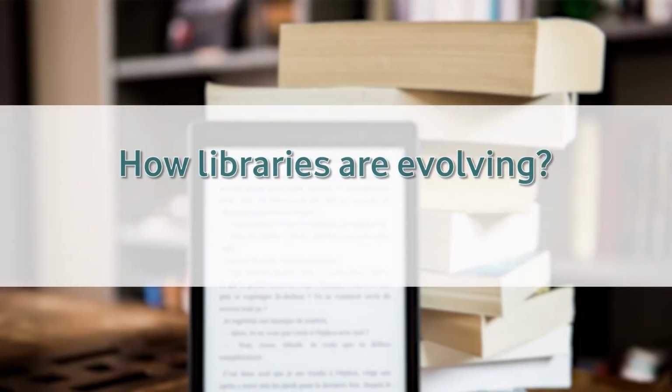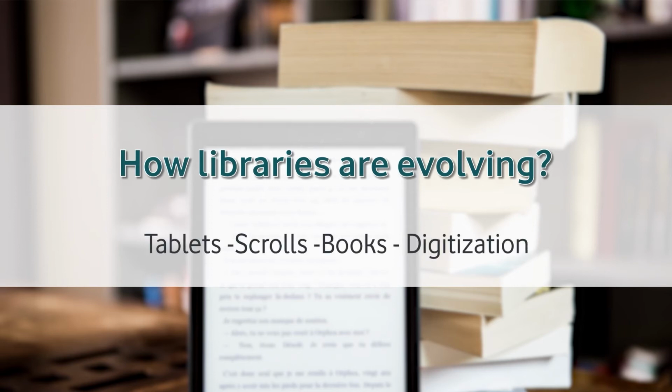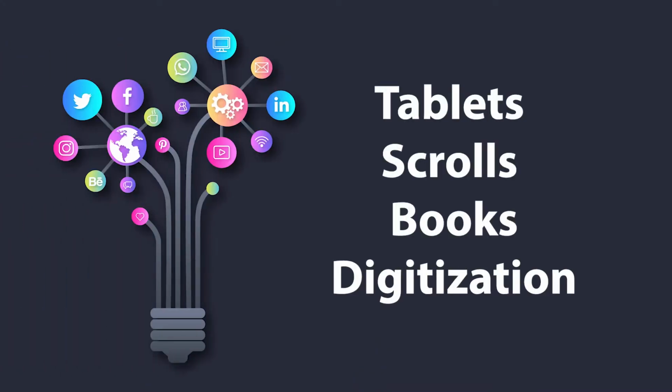Well, how libraries are evolving. I think it is very important for us to understand how the libraries are evolving. Library has been existing in different forms since almost 500 years back. It evolved from tablets to scrolls to books, and today it's in a digitization form. So it is also important to understand how libraries are evolving in the 21st century.